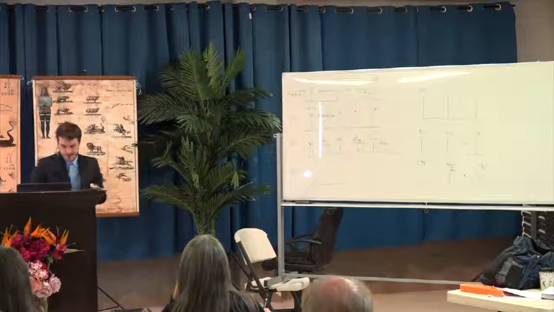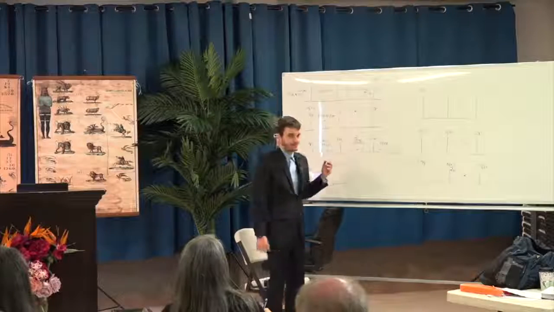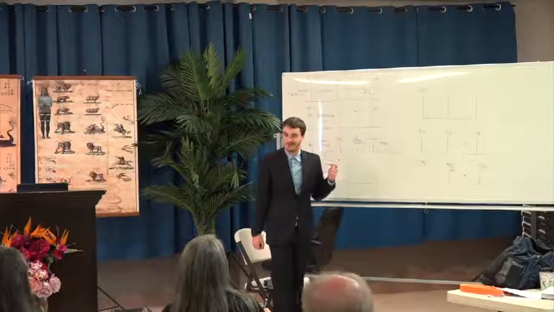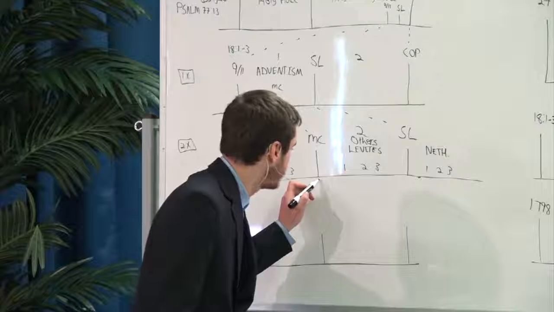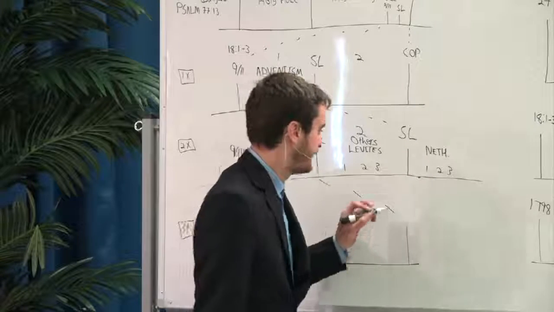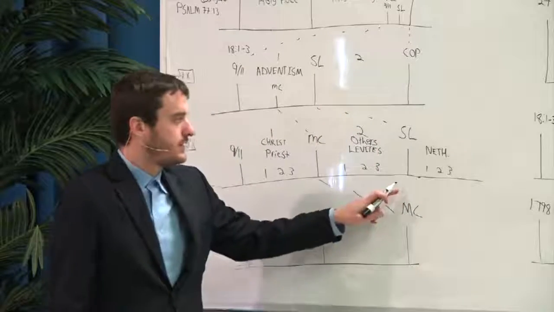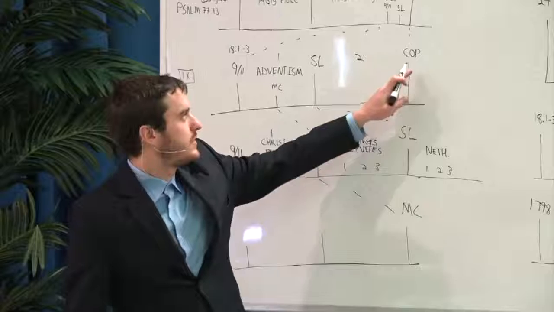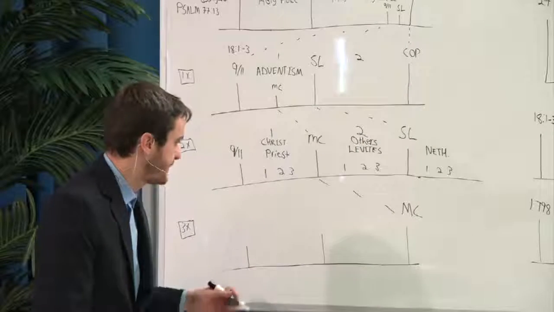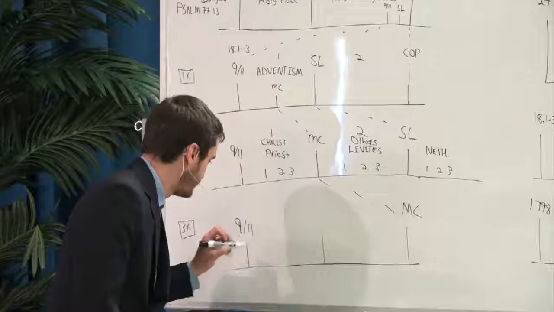Okay, so I'm going to do it generically, and I'm going to get some flack for this, I assume, and I'll explain why here in a minute. I'm going to take the midnight cry and bring it down here, and put the midnight cry at this point where the close of probation is, or the Sunday law, the close of probation, we'll just say that. And this becomes our second step, and we still have 9/11 here.